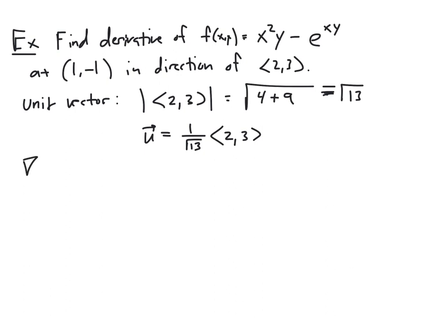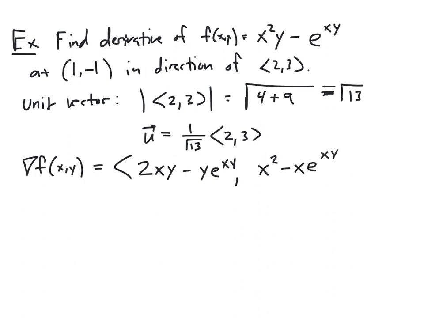The next thing that we need to know is the gradient vector of our function. And so our gradient vector is just, the first component is the partial derivative of our function with respect to x. So if I look at my function f and I differentiate it with respect to x, we're going to get 2xy minus y e to the xy. All right, so that's my partial with respect to x. I'm then going to take the partial with respect to y, and when I do that, we get x squared minus x e to the xy. Okay. So there is my gradient vector.